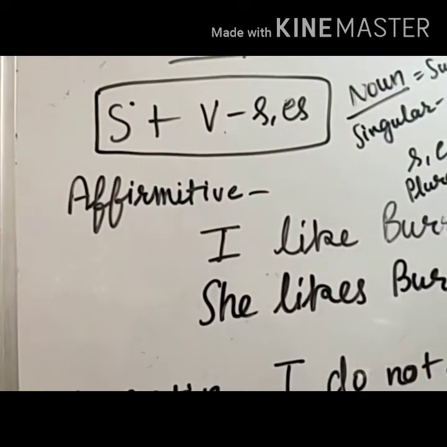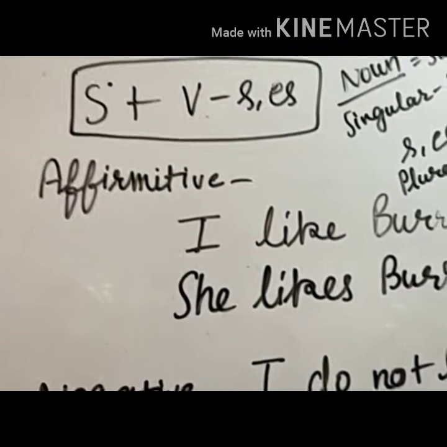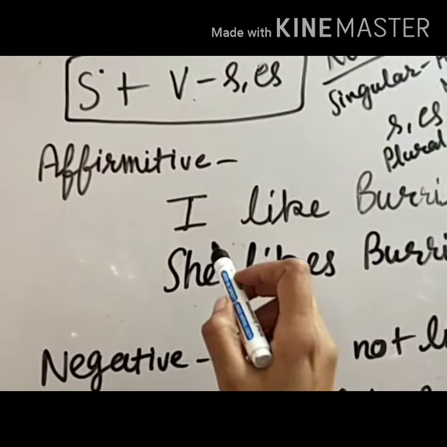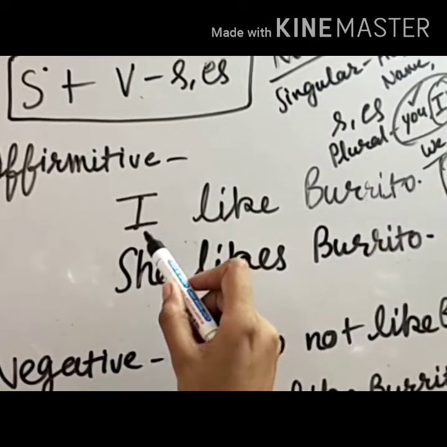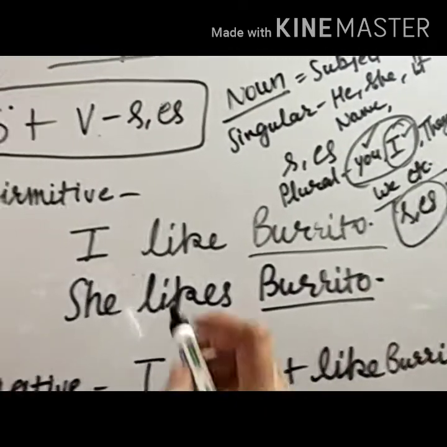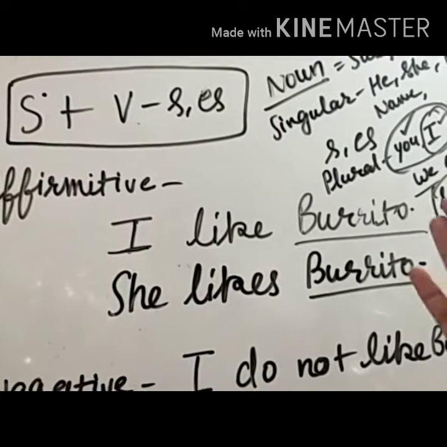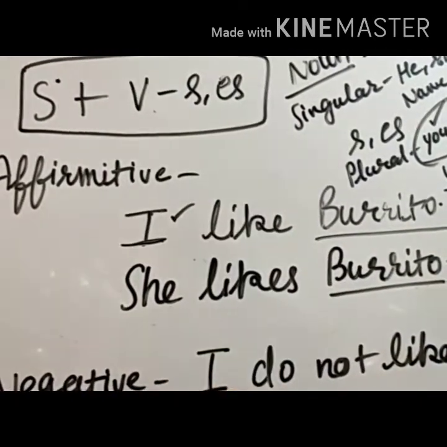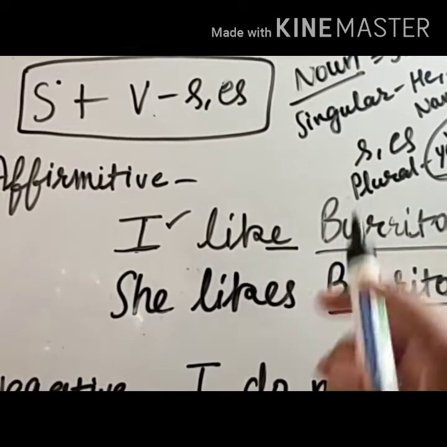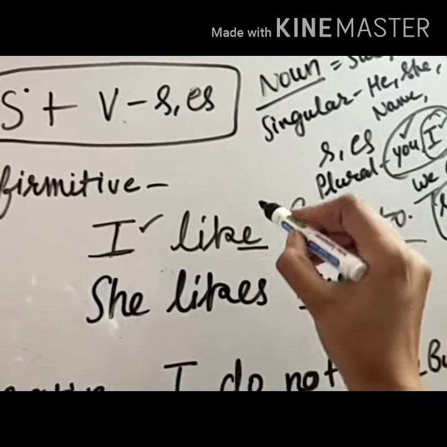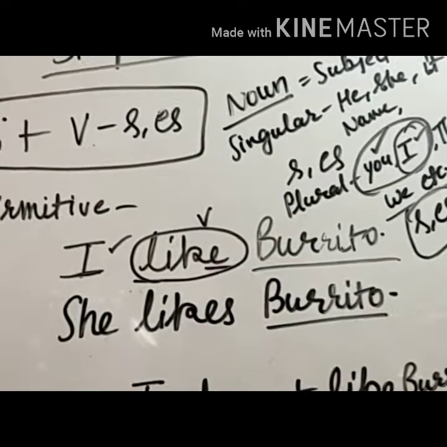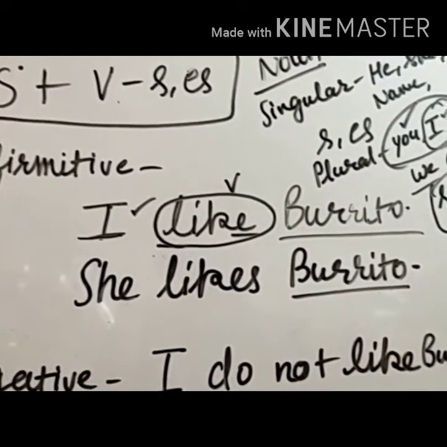When you are using it in affirmative, like positive form, then what do you have to do? You have to write it in the following manner. I like burrito. Burrito is a dish, a Mexican dish. So I said earlier that with I we will apply the rule of plural. Plural के rules हम use करेंगे. So we will not apply S and ES with this verb. Here the verb is like, so we will not apply S and ES.